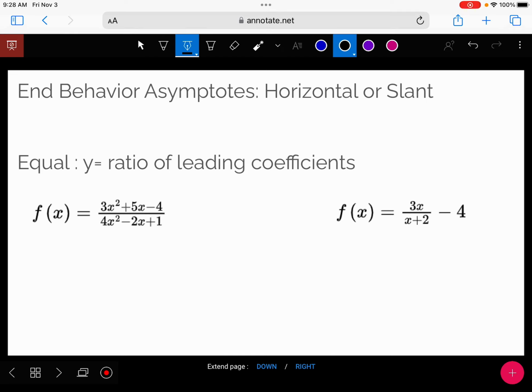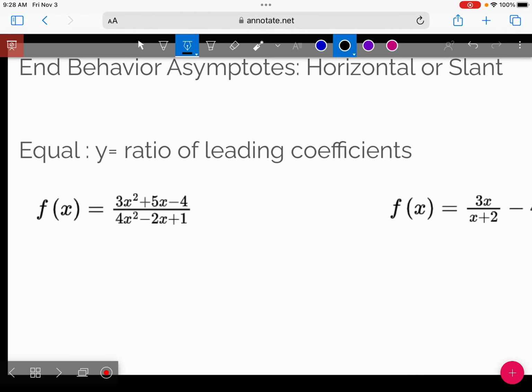So what we're going to do here is find our end behavior asymptote. We're going to figure out what kind of asymptote it's going to have. So first thing we do is we look and see the degree of the numerator versus the degree of the denominator. If we look at this one here, what is the degree of my numerator? 2. What is the degree of my denominator? 2.